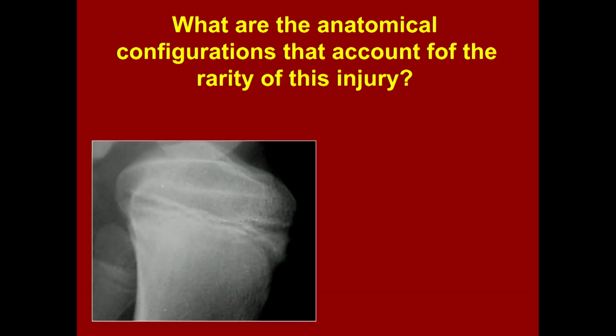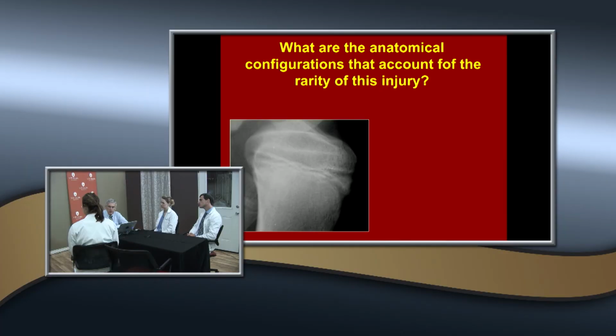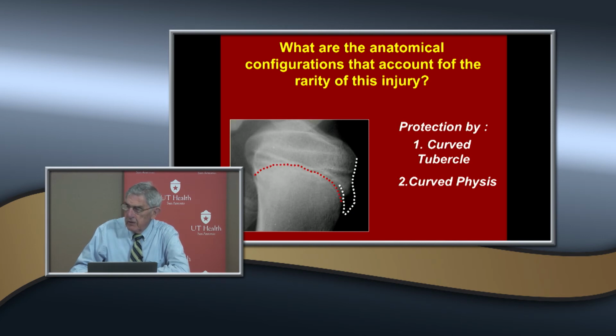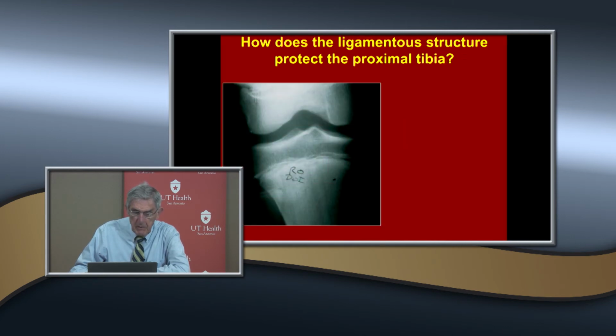Now, why are these injuries rare? What is it that protects the anatomy? The ligaments. The ligaments, yes, and what else? What about the bony structure? Well, it's not a straight physis, it's curved. And you also have the tibial tubercle here. So with the curved physis, it's not as vulnerable to tension or shear stresses because of this curve.